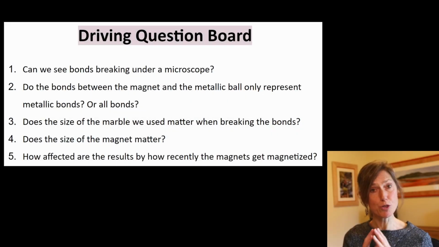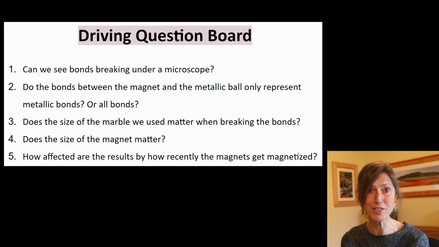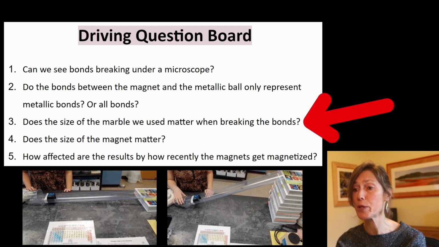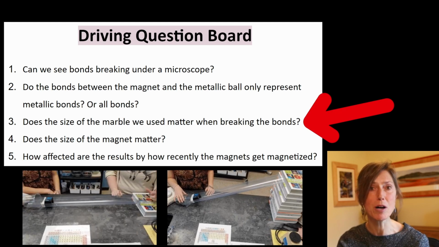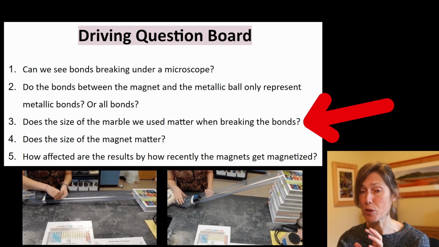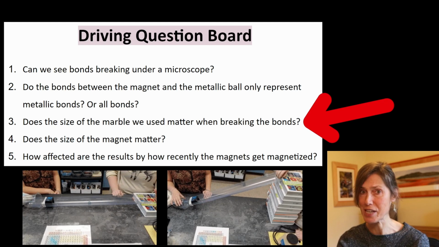To enable students to form that connection with all the 7 lessons, we've turned to our driving question board. I'm showing you here the first set of a total of 20 questions, and all these 20 questions were raised by each and every one of my students. To focus on the third question, does the size of the marble we used matter when breaking the bonds? This brings us back to lesson 5, which models the breaking of chemical bonds using magnets and metallic marbles.